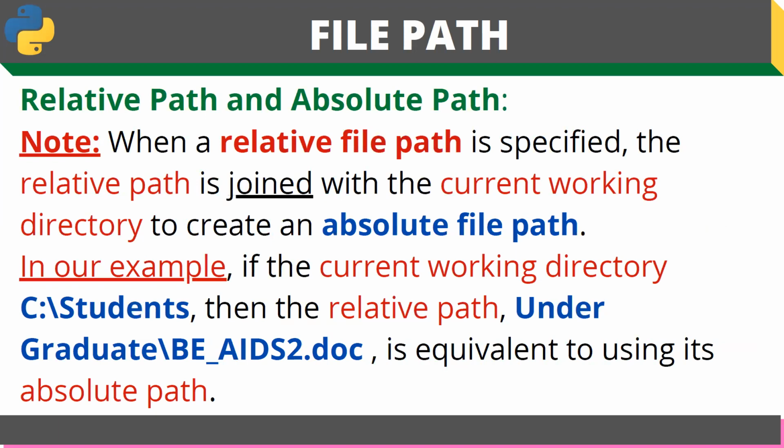There is a small note. When a relative path is specified, the relative path is joined with the current working directory to create an absolute path. In our example, if the current working directory is students, then the relative path undergraduate_BE_ADS2.doc is also equivalent to using its absolute path. At this particular point, both absolute path and relative path are the same when the current working directory is the C drive students folder.